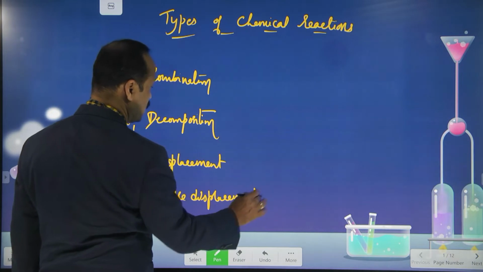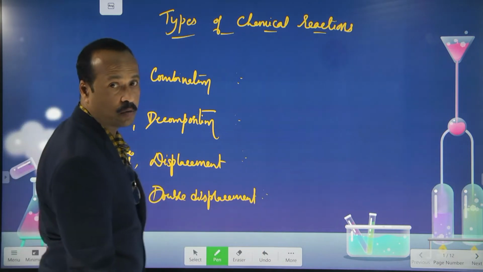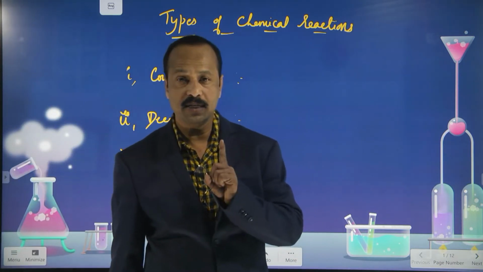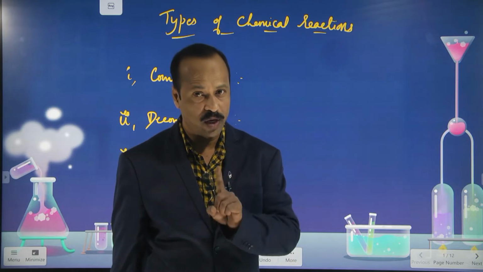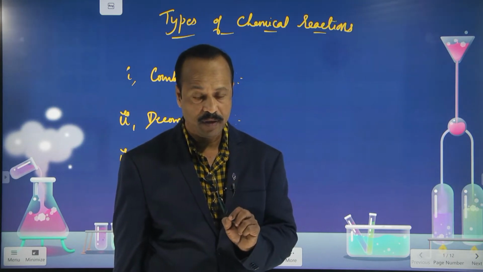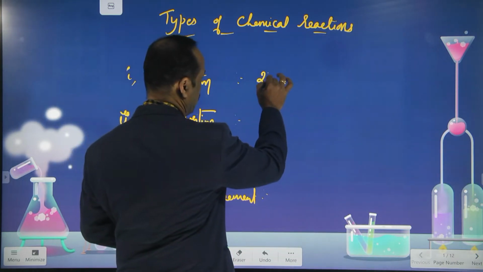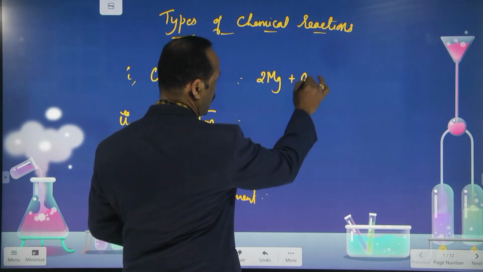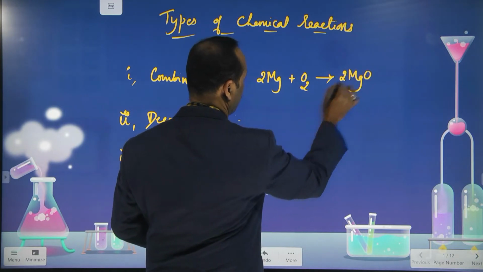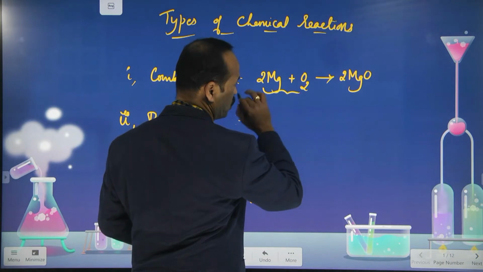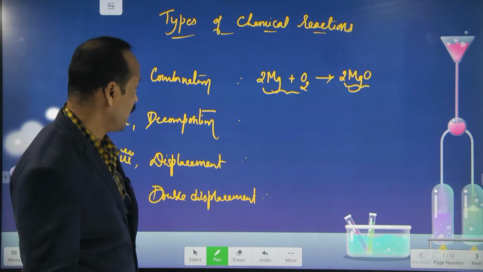Okay. Now, combination means what? A reaction in which 2 or more reactants combine to form a single product. Reactants may be 2 or more, but the product is only 1, then that is called a chemical combination. For example, magnesium, when it reacts with oxygen, forms magnesium oxide. So here the reactants are 2, but the product is 1. This is an example for the combination reaction.